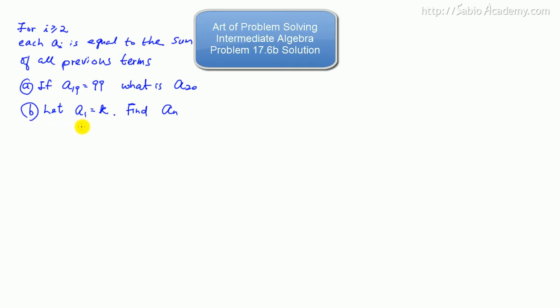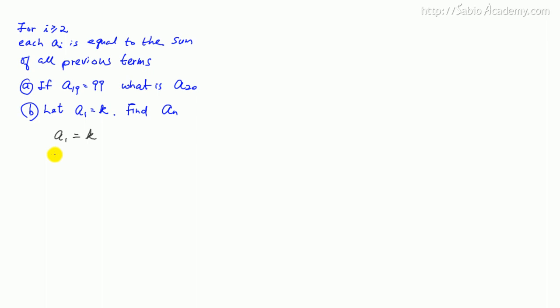This time we were given the first term and we have to find the general formula for all the rest. So let's start writing out. The first one is k. What about the second one? I have to add everything that came before that, which is only one of them, so it would be k.